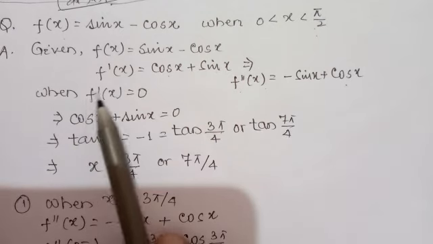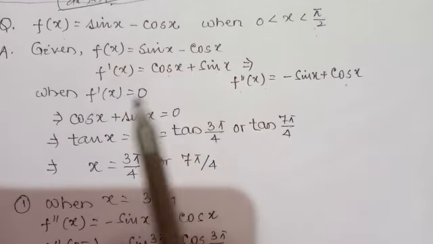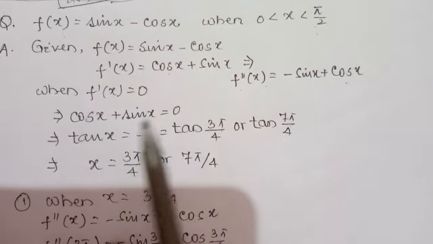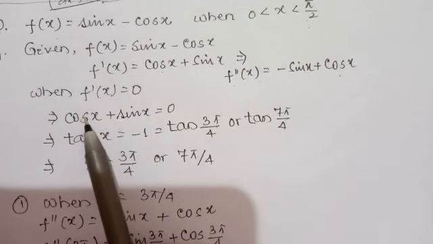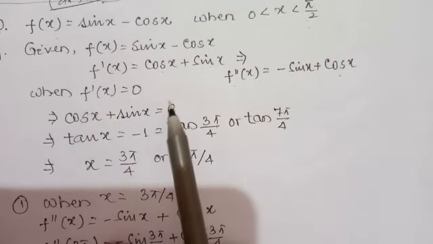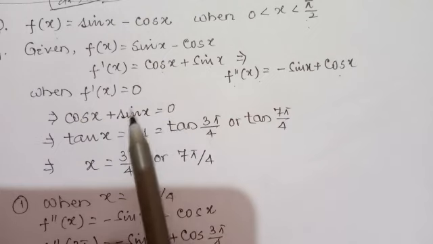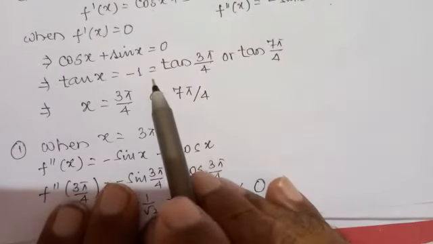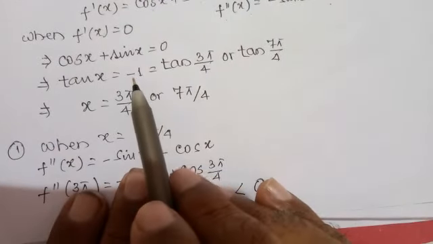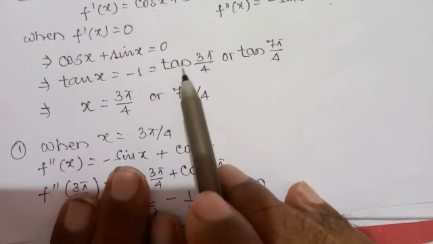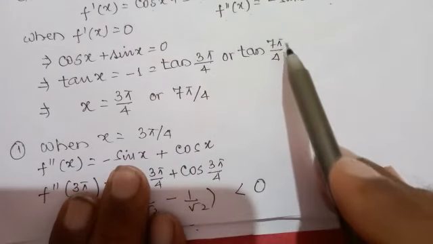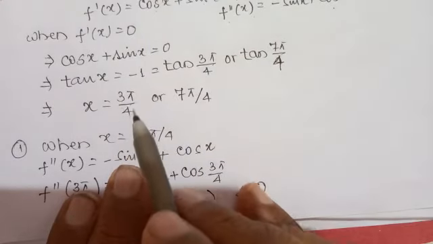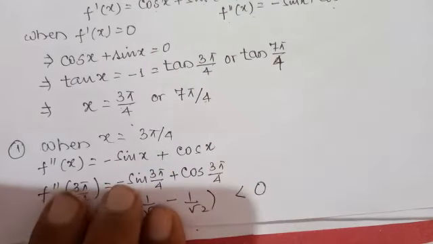When f dash x is 0, then cos x plus sin x is 0. Solve this one. On the right side cos x becomes negative, so minus cos x, sin x upon cos x will be minus 1, or tan x should be minus 1. So minus 1 will give two values of tan. One is 3 pi by 4 and another is 7 pi by 4. So x will be 3 pi by 4 or 7 pi by 4.